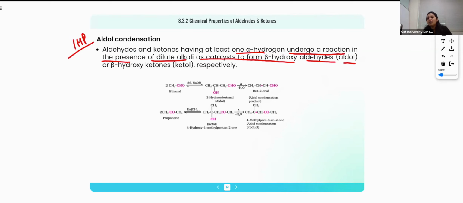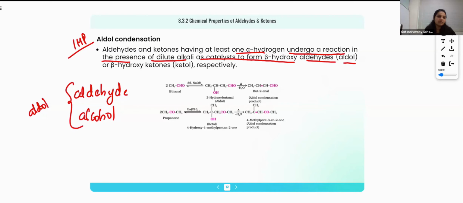What is aldol? Aldol means, in the name itself, aldehyde is there. Aldol means alcohol is also there, right? So the compounds containing both aldehyde group and hydroxyl groups are called aldols. See, I'm taking ethanal. This ethanal is producing aldol on reaction with the dilute base, sodium hydroxide. See, this OH group is there, CHO group is also there. Got it? Next, what will happen?